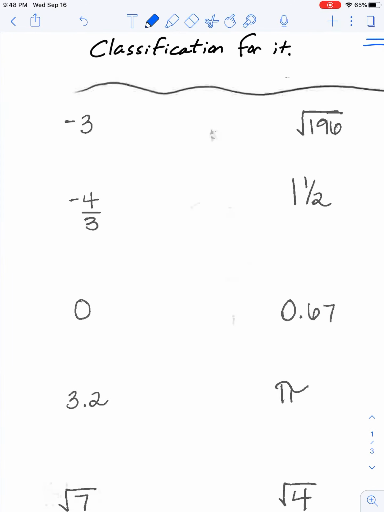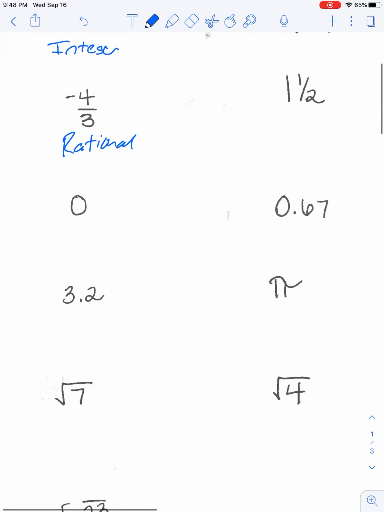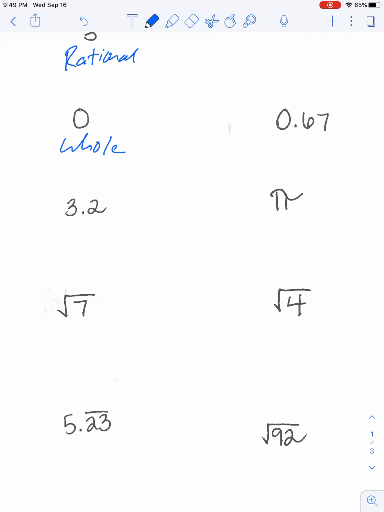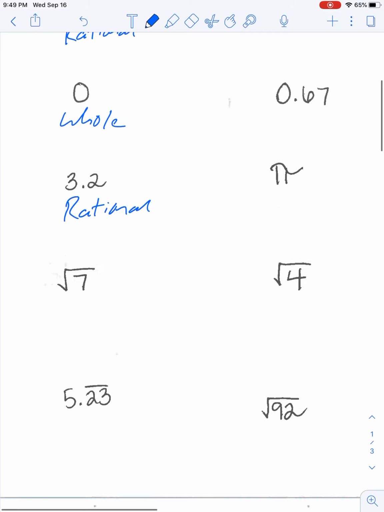better at picking out just the best one, like -3. I would call that one an integer for that first one, okay? And then just going right down the path here. -4/3 is a fraction, so that's going to be a rational number. 0 is the very first whole number, as we've learned this week, okay? Here's a terminating decimal, so I would call 3.2, that's a rational number as well.